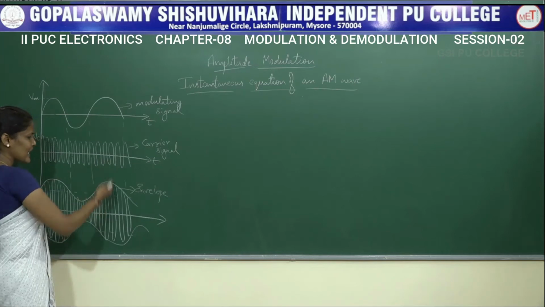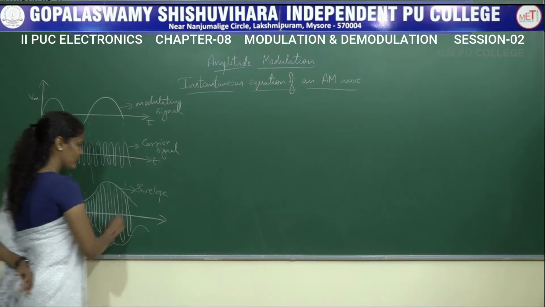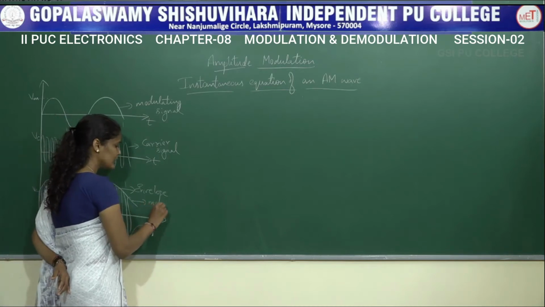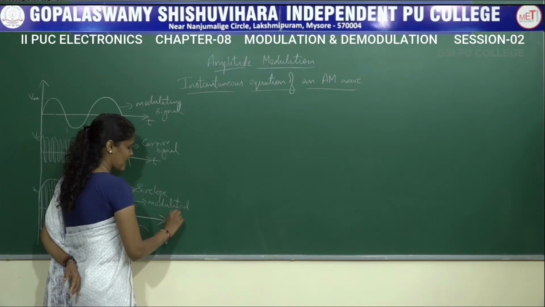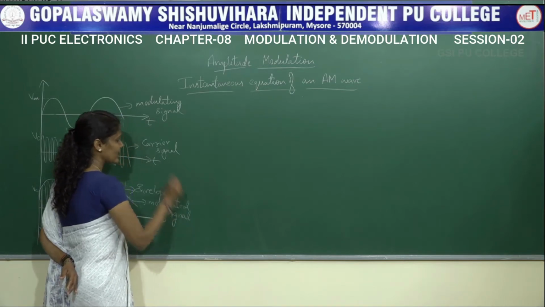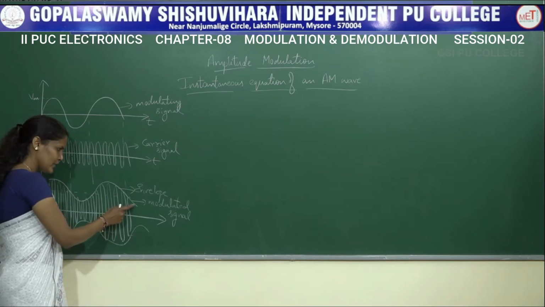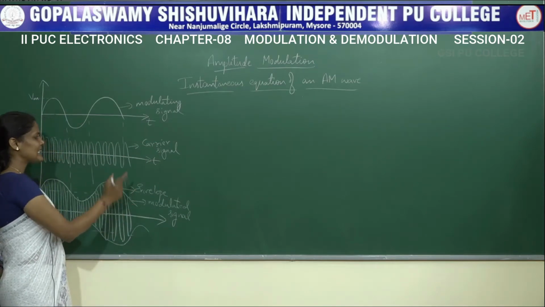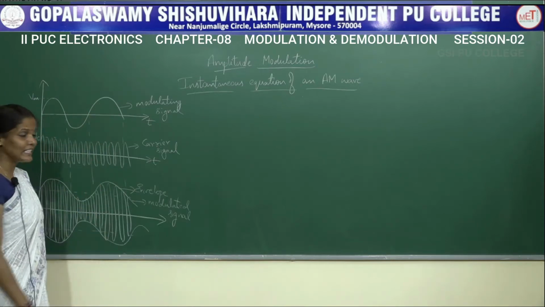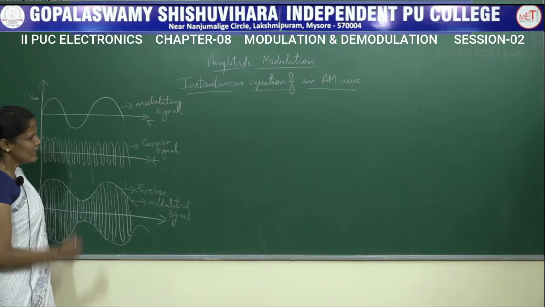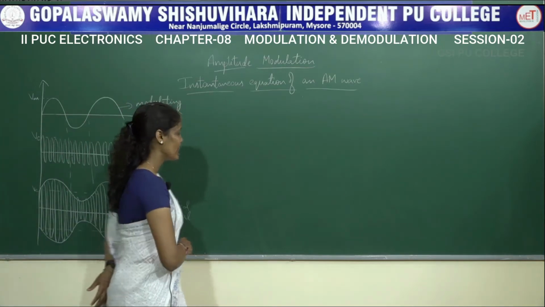We are maintaining the same frequency. The frequency of this carrier signal as well as the frequency of this modulated signal, both are same. But this modulated signal's amplitude is different from the amplitude of the carrier signal. The amplitude of this modulated signal depends entirely upon the amplitude of this modulating signal. Clear? Now let us try to derive an expression for this, that is the instantaneous equation of an AM wave.